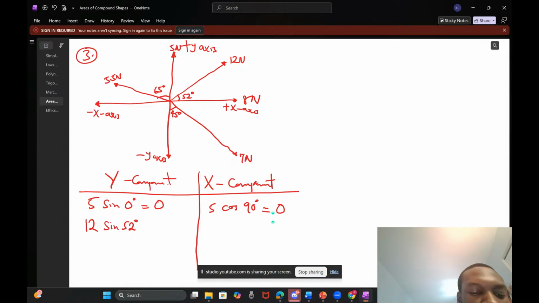So 12 sine 52. So this is facing the positive x-axis. 12 sine 52 will give us 9.46. So this is 9.46 Newton. So another one we have is 12 cos 52 degrees. So 12 cos 52 degrees will give us 7.39.